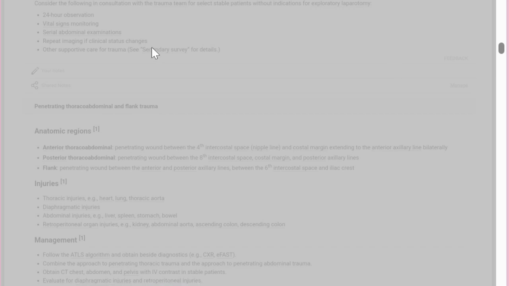Urgent thoracotomy and/or exploratory laparotomy may be indicated. Prioritize definitive care in consultation with specialists. Maintain a high index of suspicion for diaphragmatic injury and retroperitoneal injury in patients with stab wounds or GSWs to the thoraco-abdominal and/or flank regions.